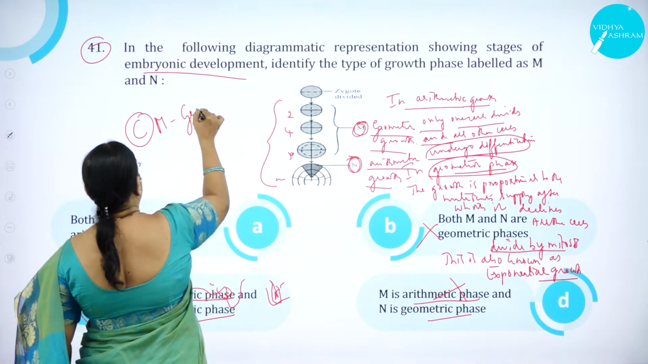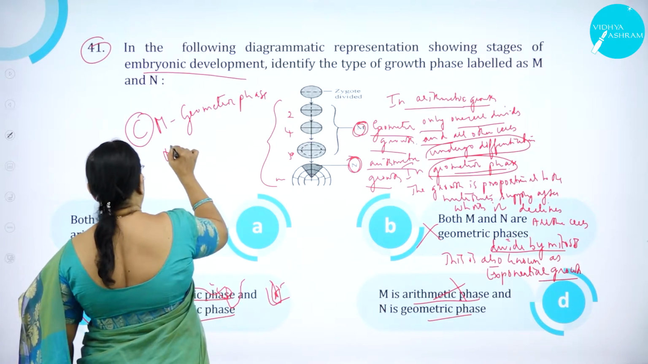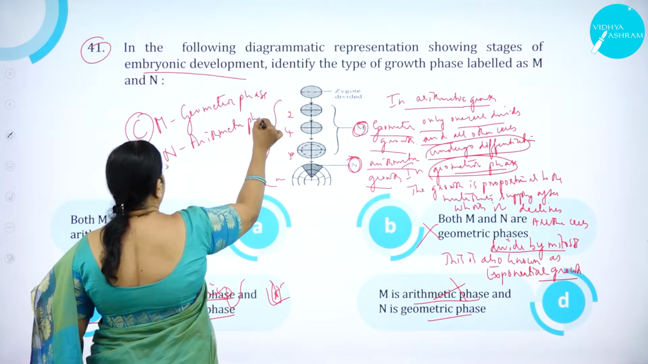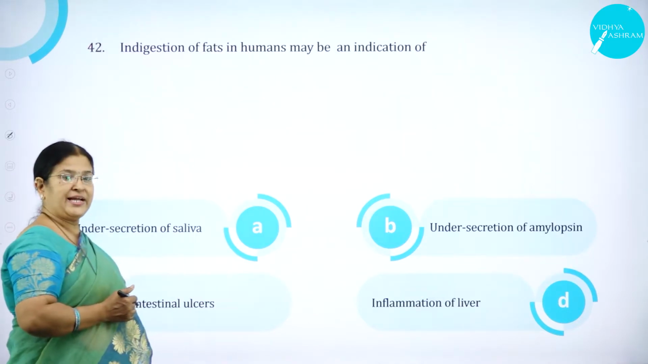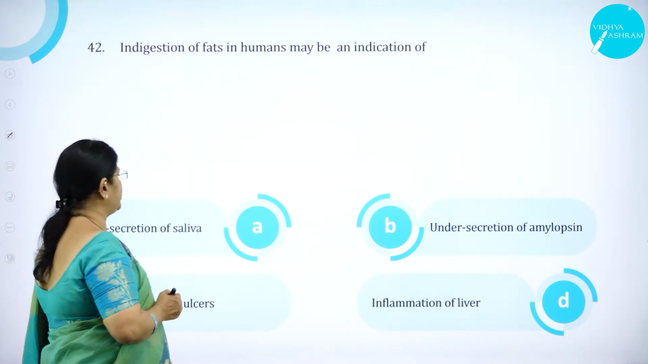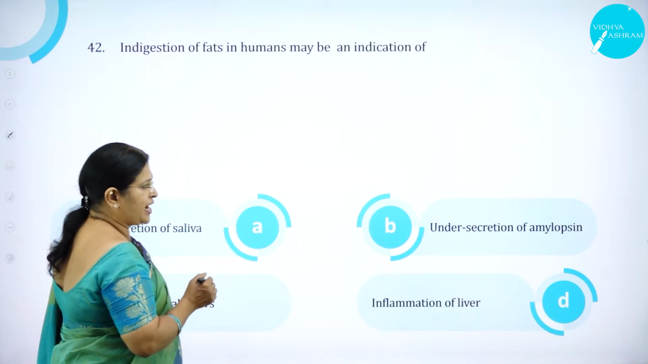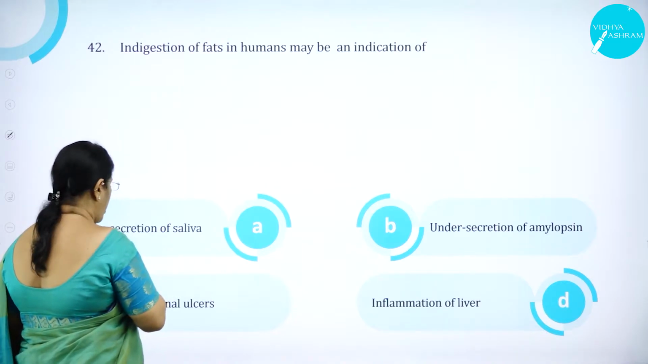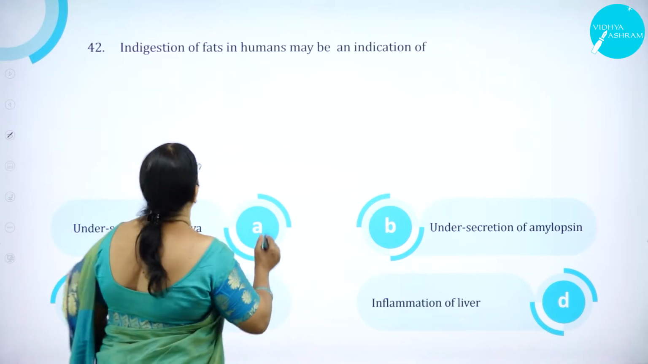M is geometric phase and N is arithmetic phase. So the option C is correct. 42nd question. Indigestion of fats in humans may be an indication of option A, under secretion of saliva, option B, under secretion of amylopsin. All these are salivary enzymes. Option C, intestinal ulcers, and option D, inflammation of liver.